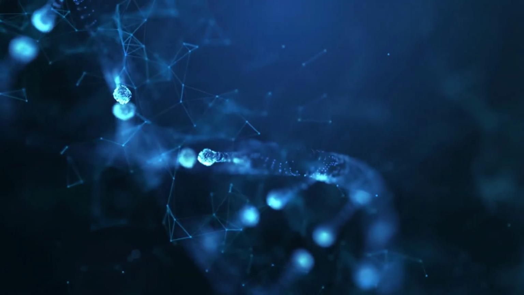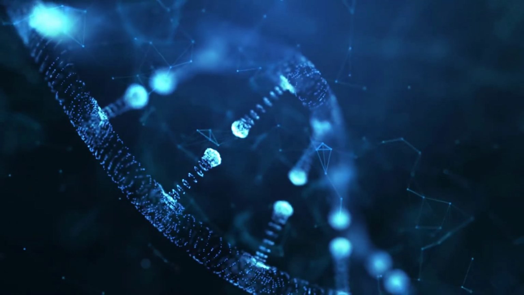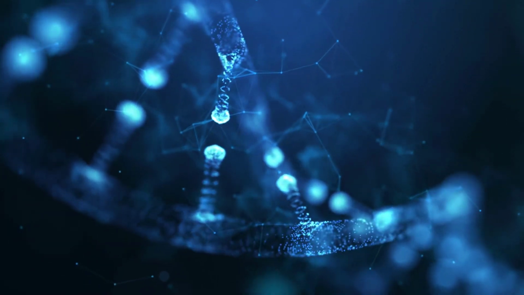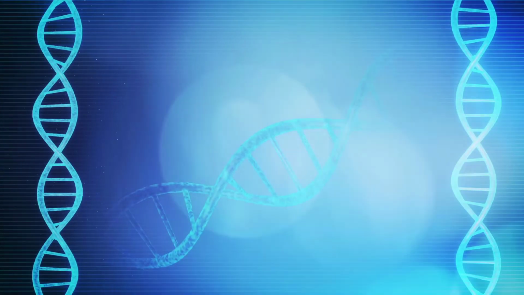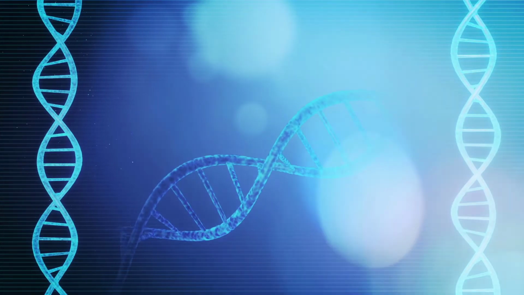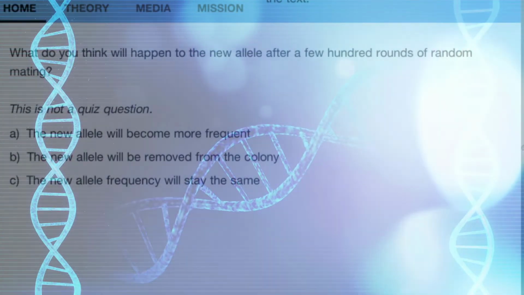As we express allele frequency as a percentage of all the alleles in a population, it's only mathematically right that the other would drop. Frequency describes the proportion of alleles within a group that are of a particular type. What do you think will happen to the new allele after a few hundred rounds of random mating?